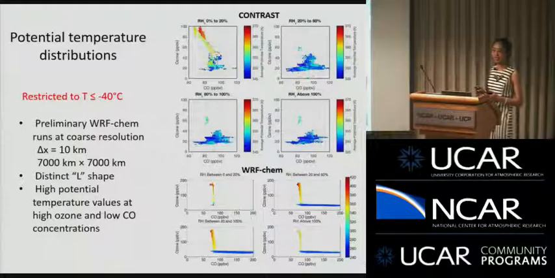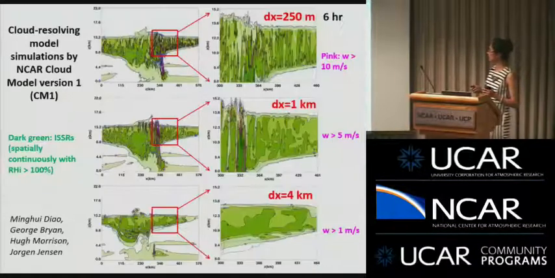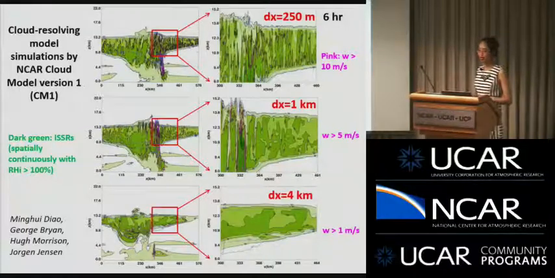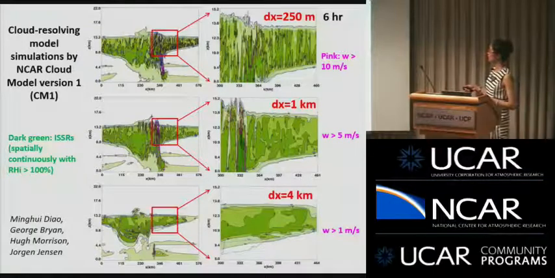And now, as I say, there's another model I want to look at. Besides WRF, which we run at 800-meter or 2-kilometer resolution, how about we use a cloud resolving model at a much higher resolution to compare with aircraft observation. So here I use the CM1 cloud resolving model at 250 meter, 1 kilometer, and 4 kilometer.